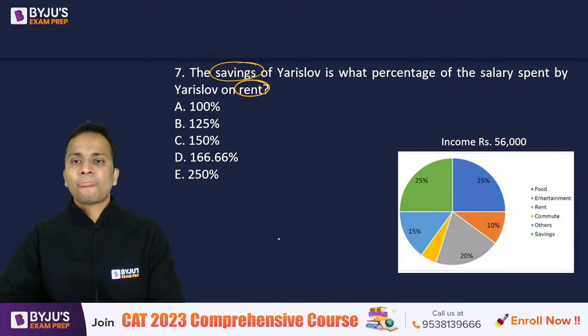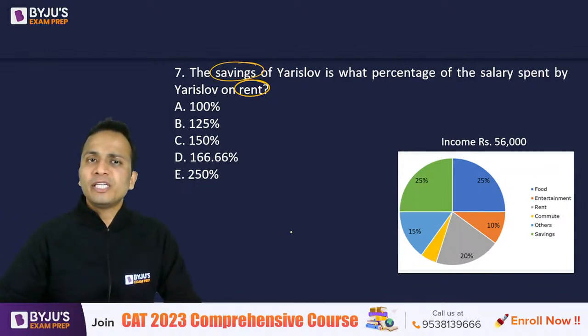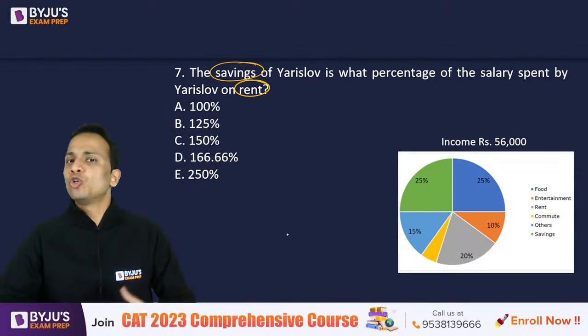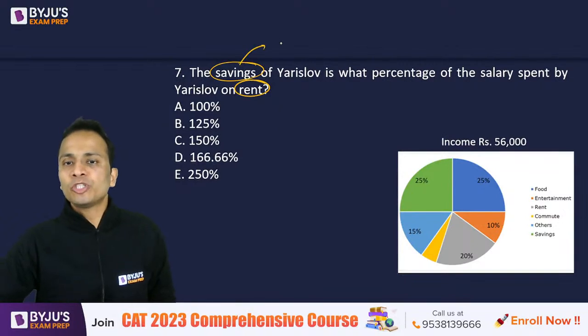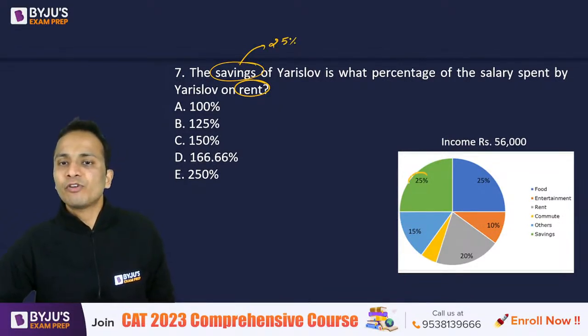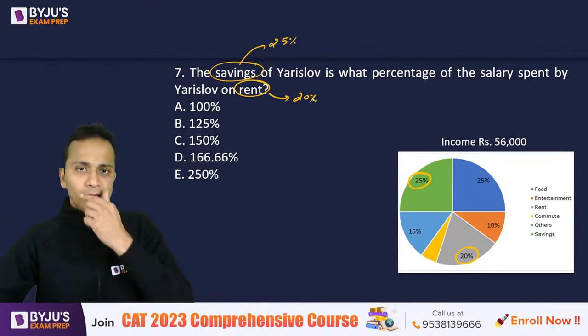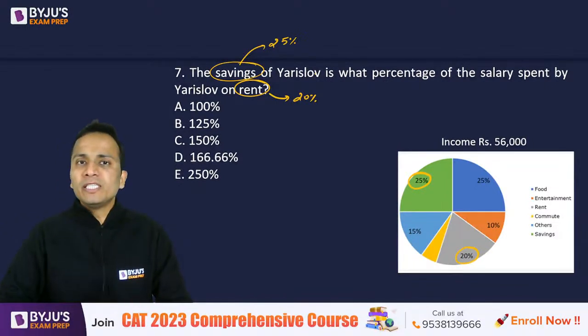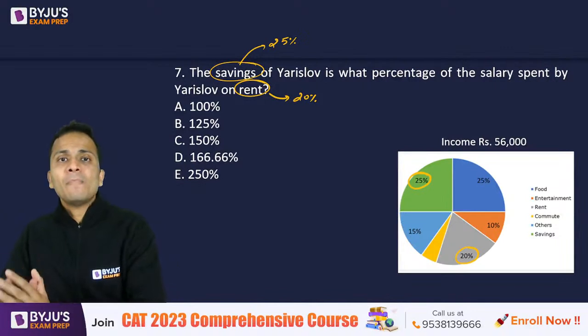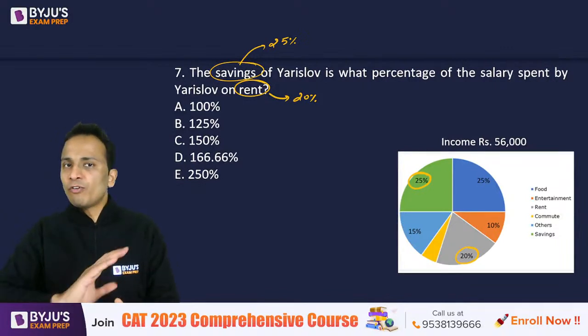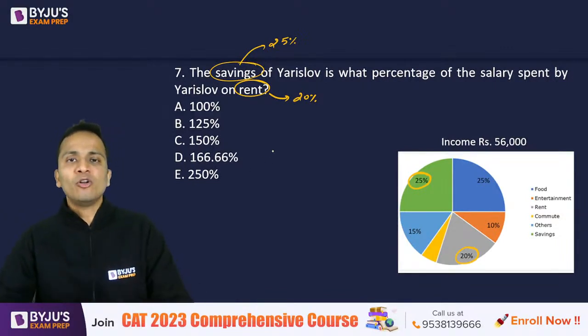Perfect. Now, once again, there is no need to convert these percentages in terms of rupees. So savings का contribution कितना है? 25 percentage, as I can see from the graph. And what about rent? Rent is 20 percentage. Okay. Now, since both these percentages have same base, we can forget about the base and do the calculations using these percentages only.